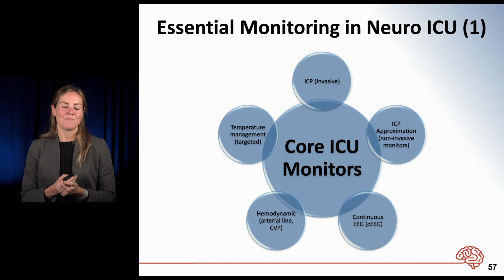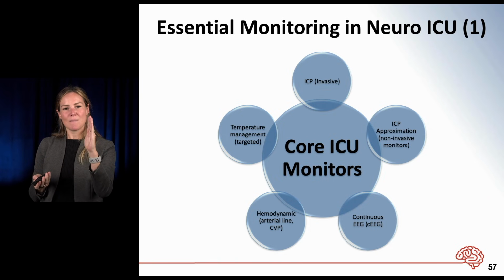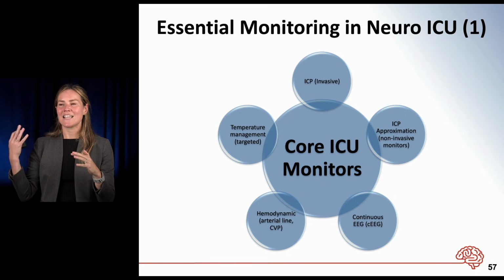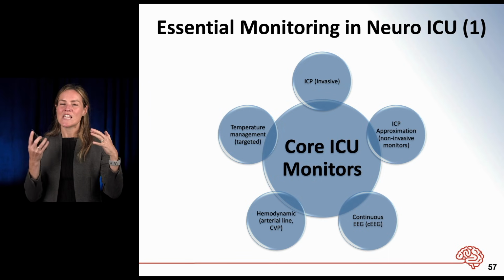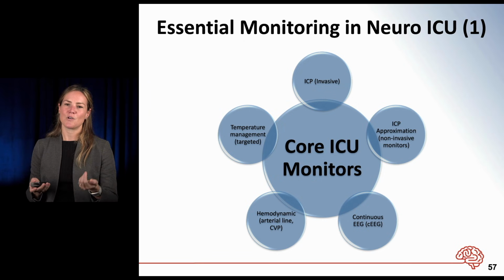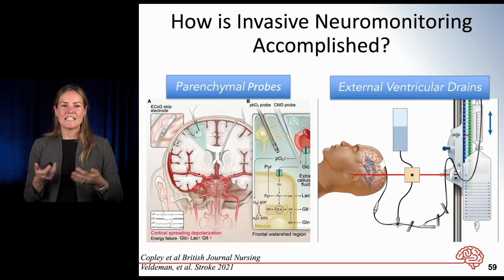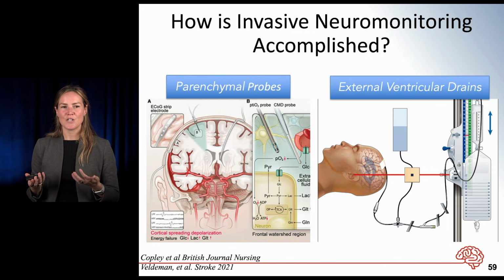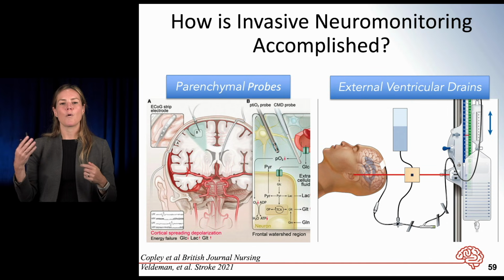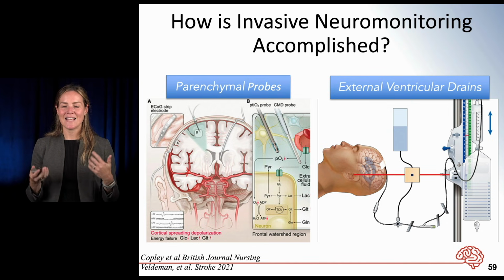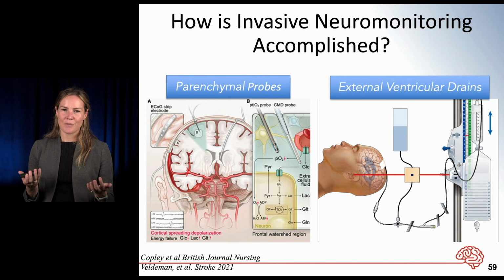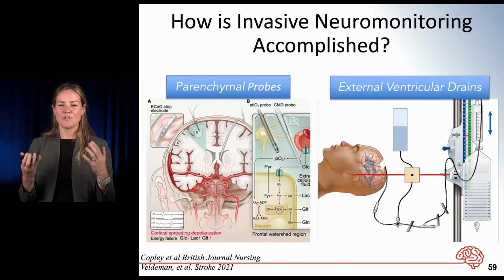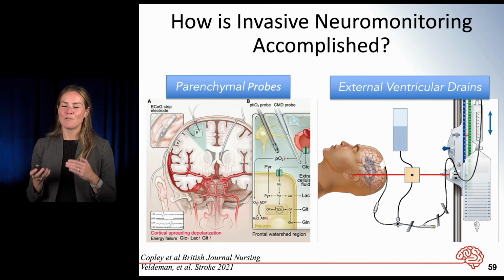So there are a lot of ICP monitors and the core ICU monitors that help us to understand the ICP. There's both invasive ICP monitors, ICP approximators, and then there are monitors like continuous EEG. There are hemodynamic monitors, and there's temperature management. ICP monitoring for invasive can come in two flavors, which is your parenchymal probe or your external ventricular drain. And again, there is another lecture specifically on neurologic devices where we go into why you would choose one versus the other, and I will direct you there.